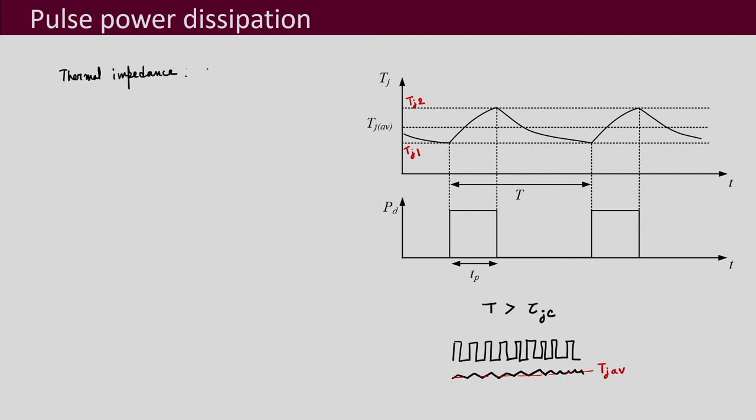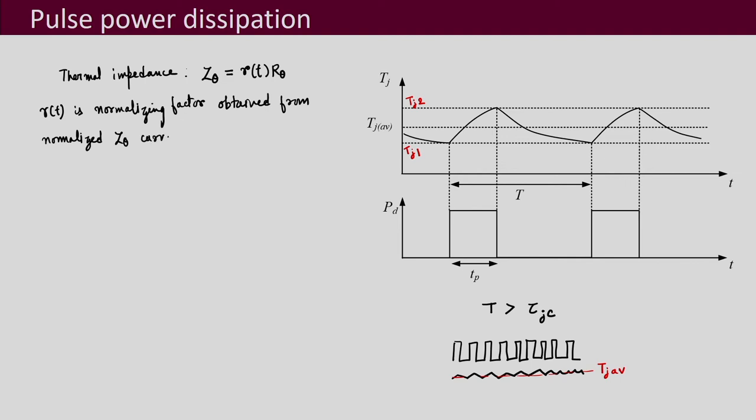And this is denoted by Z theta, which is written as the multiplication of RT multiplied by R theta. Now, this RT is a normalizing factor which is obtained from normalized Z theta curves.